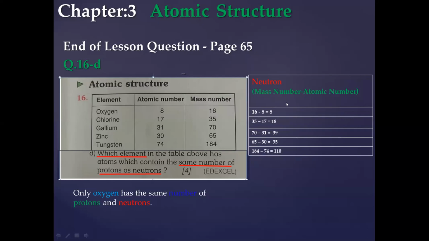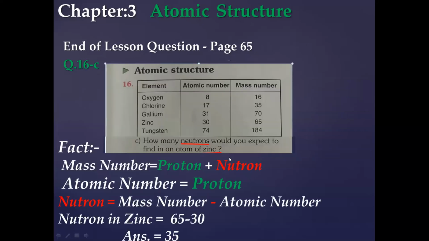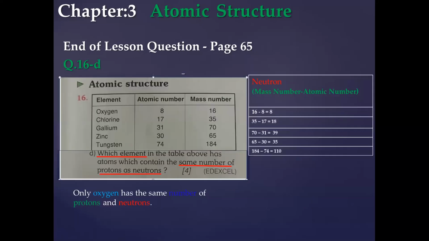So we can tell which one has the same protons as neutrons. It is oxygen. Right. Because only in oxygen do you have the same neutron number as the atomic number, right? Yes.